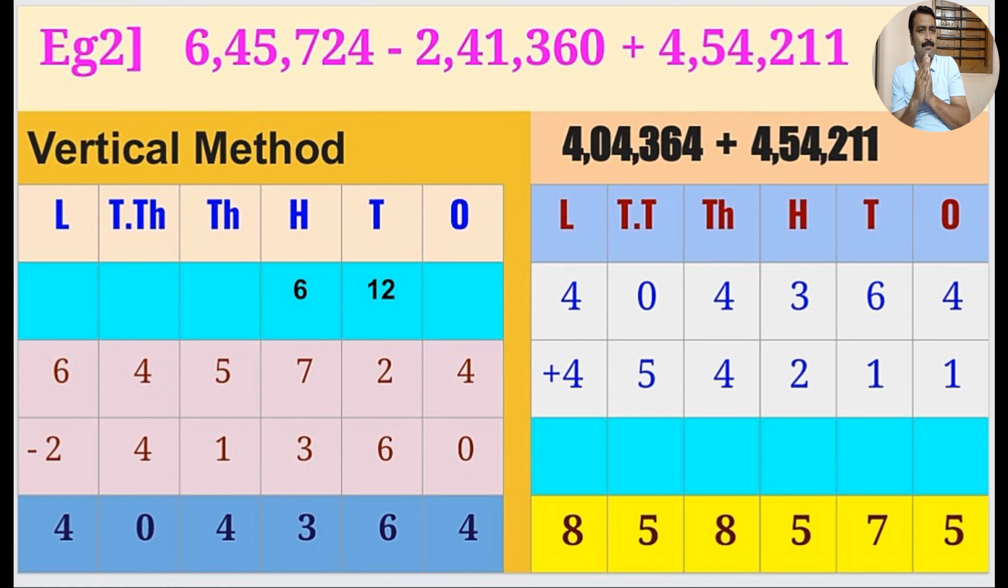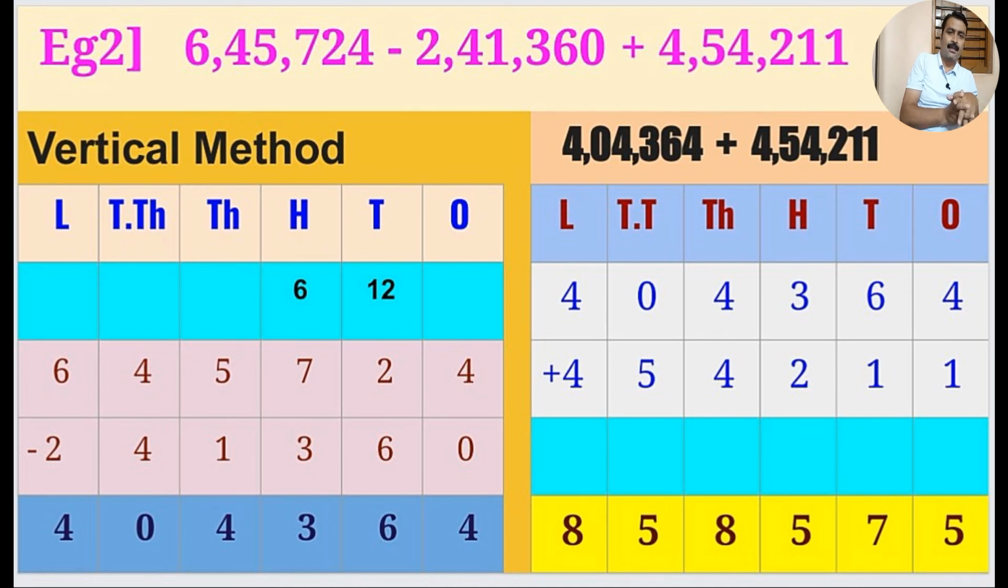After taking this proper vertical arrangement, now we start addition from the ones place. At the ones column, 4 plus 1, we got the answer 5. At the tens column, 6 plus 1, we got 7. At the hundreds, 3 plus 2, we got 5. At the thousands, 4 plus 4, we got 8. At the 10,000s, 0 plus 5, we get 5. And at the lakhs, 4 plus 4, we got 8.